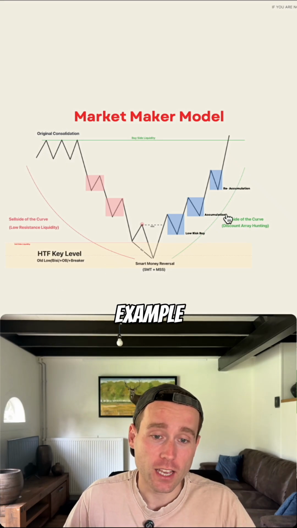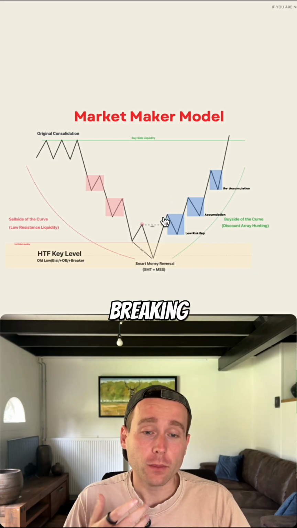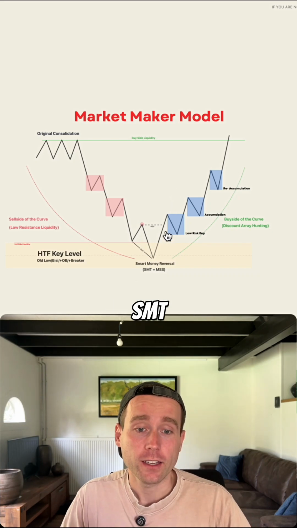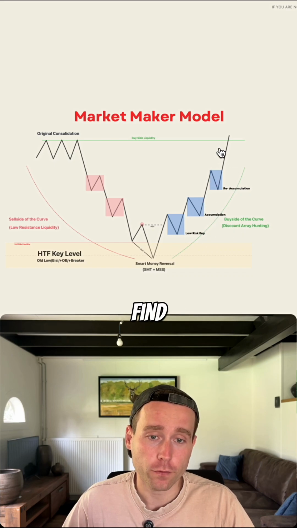This is in a bullish example. After that, you have a smart money reversal. That means aggressive sells, aggressive buys, breaking structure, but also with an SMT. And then you wait on the buy side of the curve. You hunt for discount arrays to find long ideas.